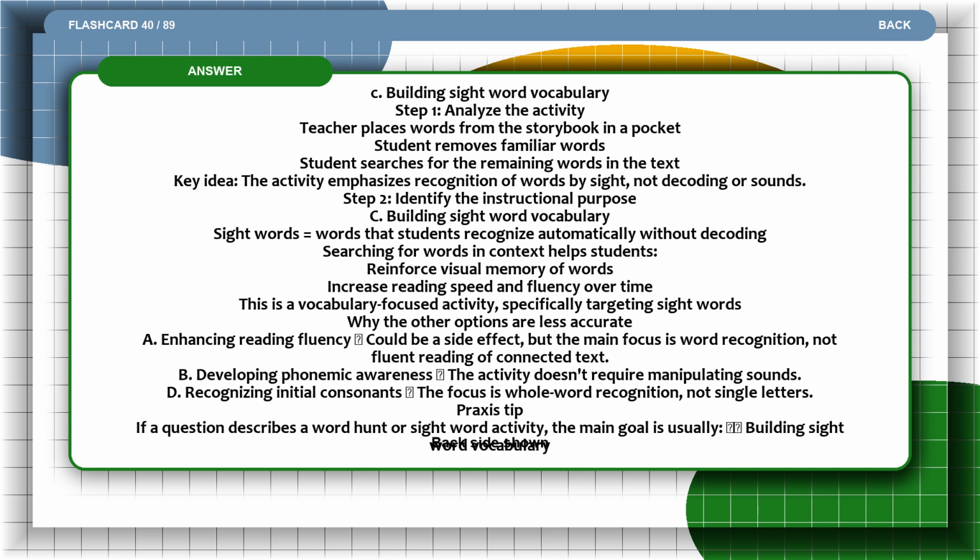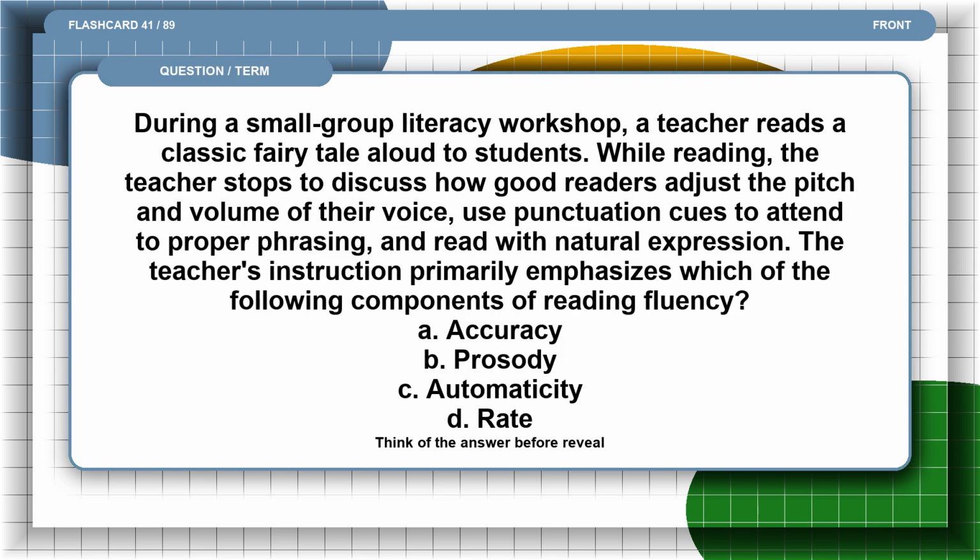Why the other options are less accurate. A. Enhancing reading fluency. Right arrow: could be a side effect, but the main focus is word recognition, not fluent reading of connected text. B. Developing phonemic awareness. Right arrow: the activity doesn't require manipulating sounds. D. Recognizing initial consonants. Right arrow: the focus is whole word recognition, not single letters. Praxis tip. If a question describes a word hunt or sight word activity, the main goal is usually building sight word vocabulary.